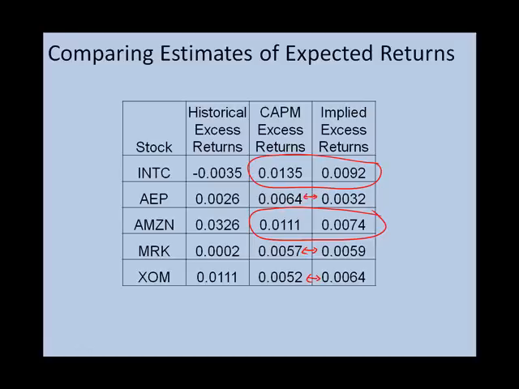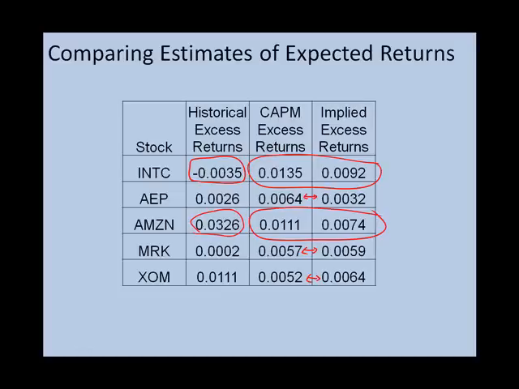What about the historical excess returns? First, let's look at Intel. Both the CAPM and the equilibrium approach imply that Intel is going to earn expected excess returns of approximately 1 or 1.3% per month. But the historical estimate says actually Intel is expected to earn minus 0.3% per month. That's very different. Similarly, if we look at Amazon, the historical excess returns suggest that Amazon is going to earn expected excess returns of over 3% a month, or 36% per year.